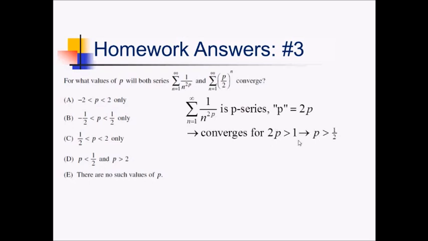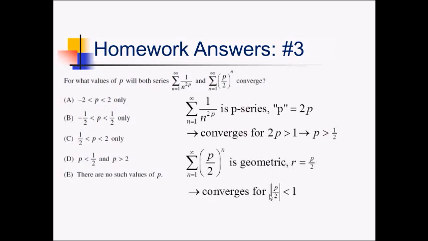All right. So for this next one here, this is a geometric series. We have repeated multiplication. The r value in this case is p over 2. And this will converge wherever the absolute value of r, which is p over 2, ends up being less than 1. So this means that we can multiply by 2 here. And then we can say that p is going to be between -2 and +2.